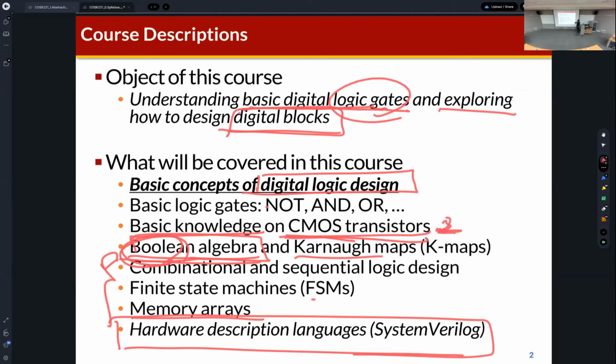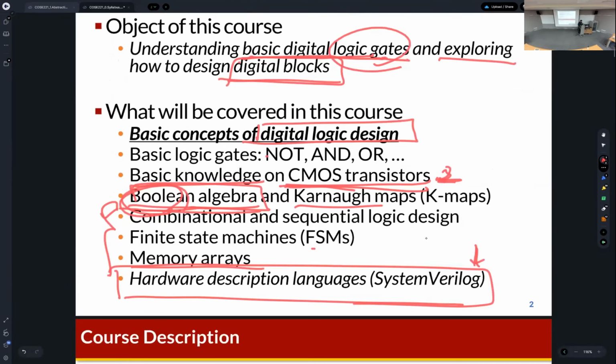And in this course, we will learn SystemVerilog. SystemVerilog is a very popular HDL, a hardware description language. In the computer architecture course that I will teach in the fall semester, I will provide design tasks, and then you need to know SystemVerilog. That's why you need to learn SystemVerilog in this course.